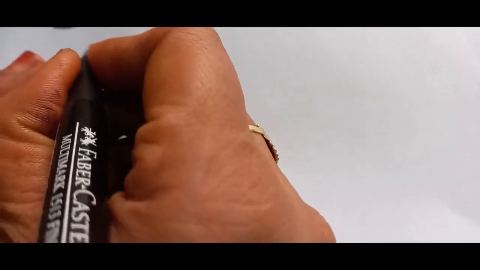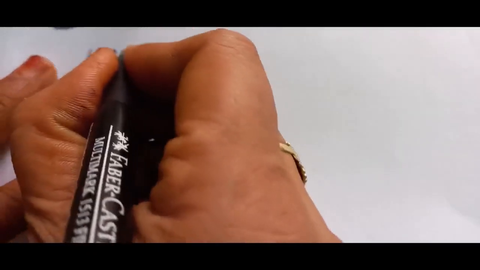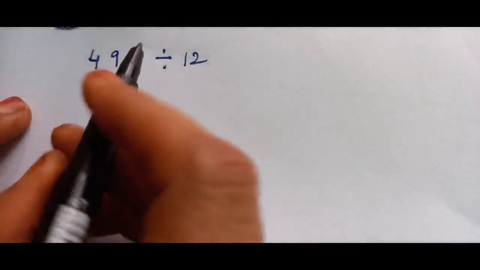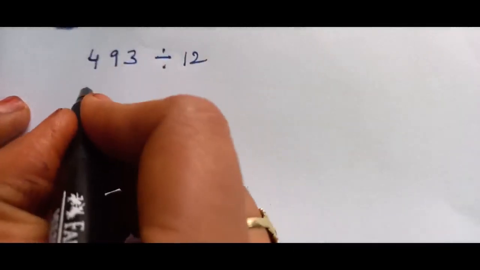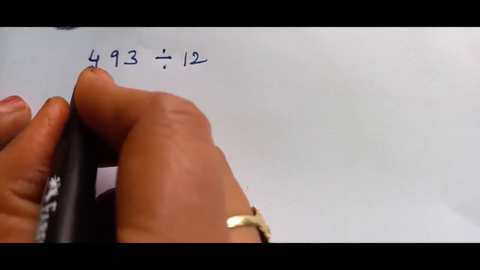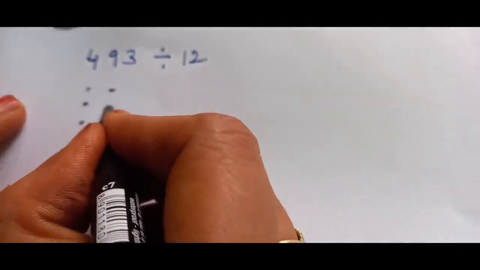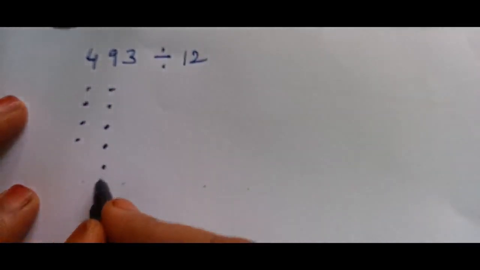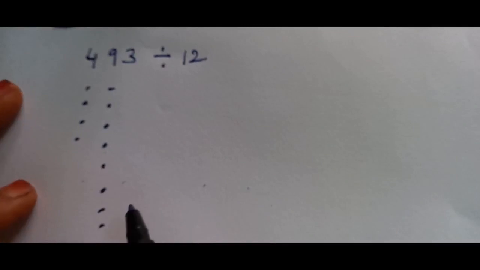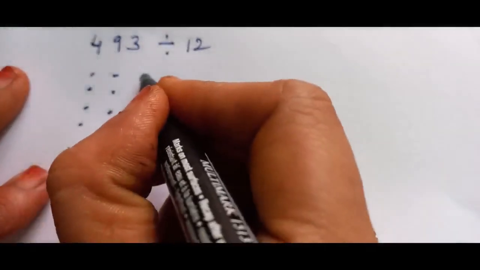Let's take one example now. Let's take 493 divided by 12. Okay. In this trick, we represent the numbers with dots. So here 4 is there, so keep 4 dots. Next 9 is there, no? So keep 9 dots. 4, 5, 6, 7, 8, 9. Okay. Next 3 dots.